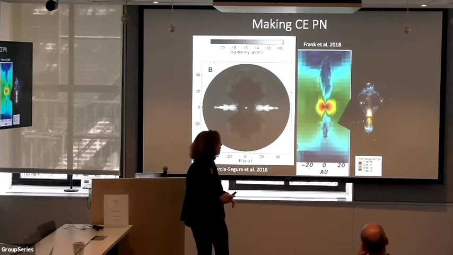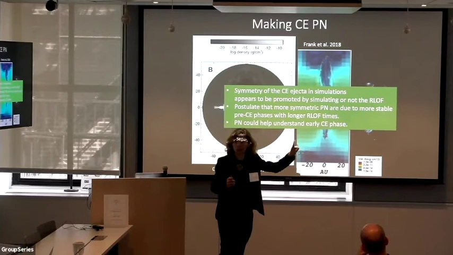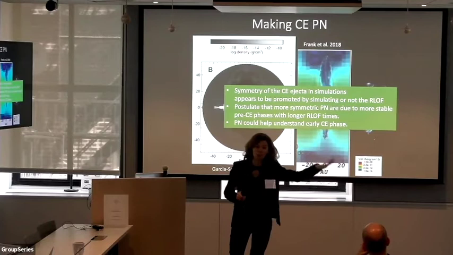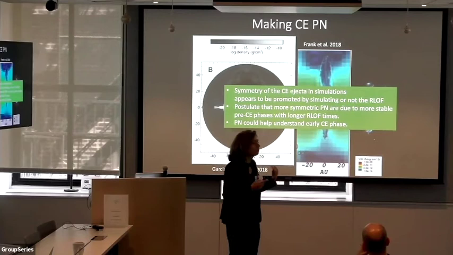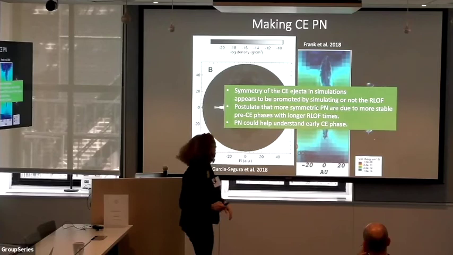And one more thing, which I care a lot about, is that the symmetry of the common envelope ejection simulation appears to be prompted by simulating or not the Roche lobe overflow. The model I've shown you changes if I simulate the pre-common envelope Roche lobe overflow or if I don't. So what I wonder is, could the morphologies of planetary nebulae be produced by how unstable the mass transfer is pre-common envelope? So that's a hypothesis.